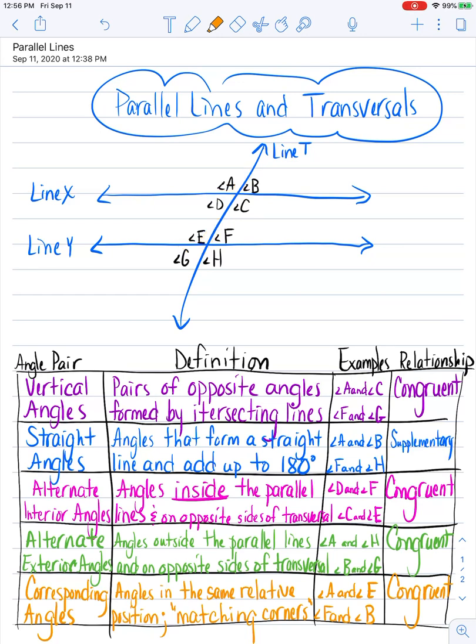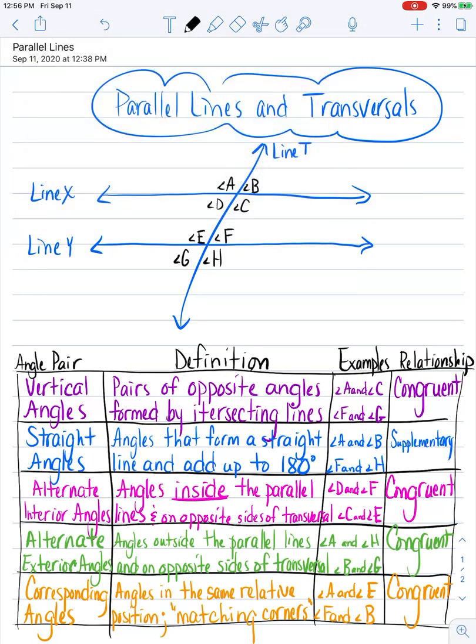So another pair would be F and B. Again, they're both on the right of the transversal and on top of the parallel lines. And there are more. You have D and G. Those match up. Those are corresponding angles. So those are the angle relationships that I want you to be familiar with.